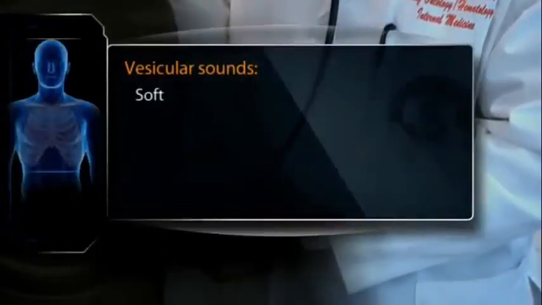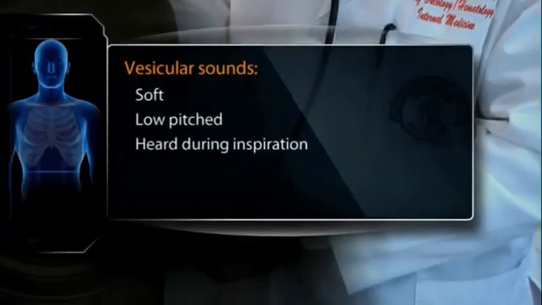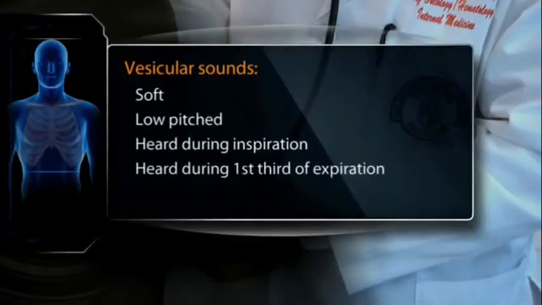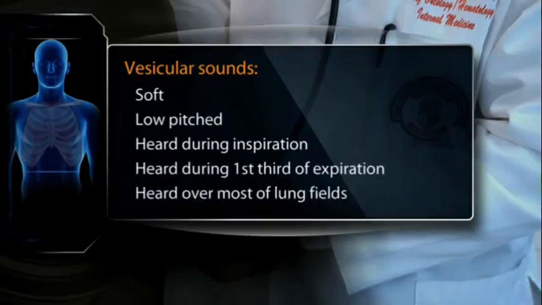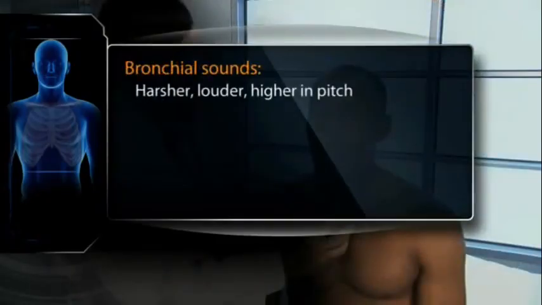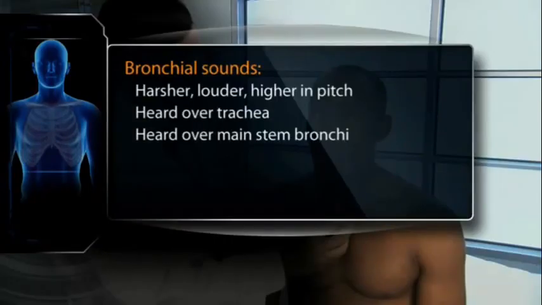Normal vesicular breath sounds are soft and low-pitched. They are normally heard during inspiration and during the first third of expiration, and can be heard over most of the lung fields. Bronchial breath sounds are harsher, louder, and higher in pitch than vesicular sounds. They are often heard over the trachea and main stem bronchi.